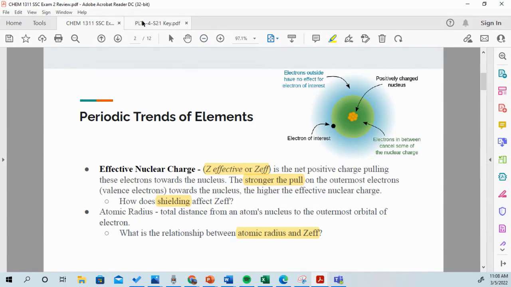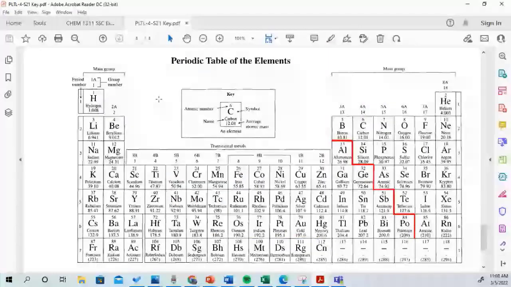Perfect. Another, easier way of thinking about it is as you go across the period, the atomic radius gets smaller, because you're adding electrons to the same energy shell but increasing the number of protons, meaning you're increasing the positive charge. So there's increasing Z effective, but your radius itself is decreasing as we go across the period.